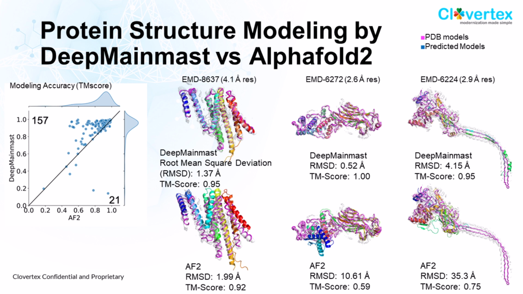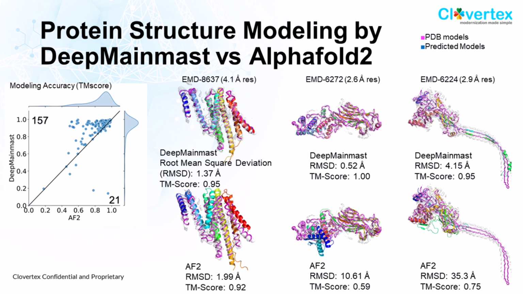The diagram on the left is comparing performance against AlphaFold 2. AF2 is AlphaFold 2. The Y-axis is DeepMainmast. And what is shown is that, okay, in comparison, DeepMainmast is having a higher score for 157 cases, and AF2 was better for 21 cases in my benchmark data set. So on the right, the examples. This is comparing our score, DeepMainmast, against AlphaFold 2.